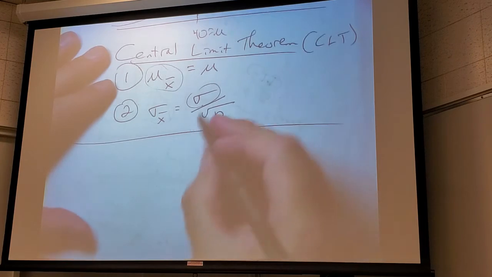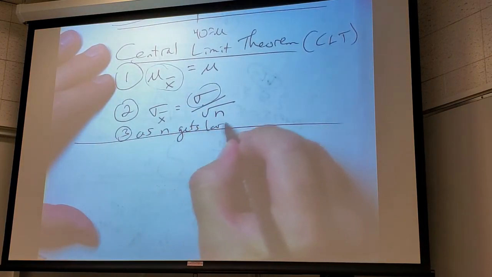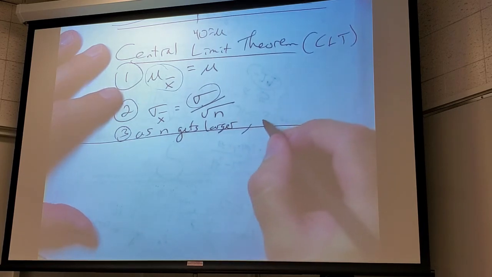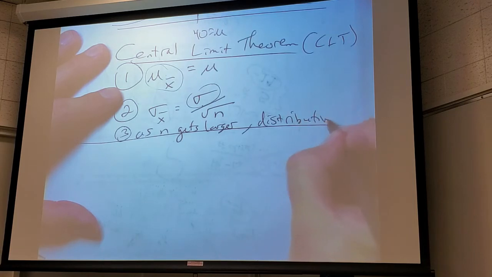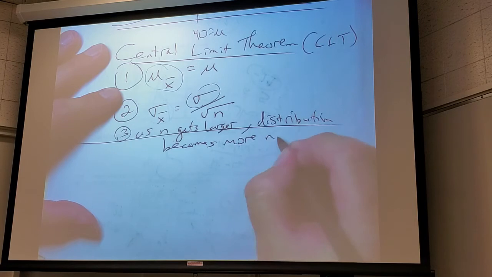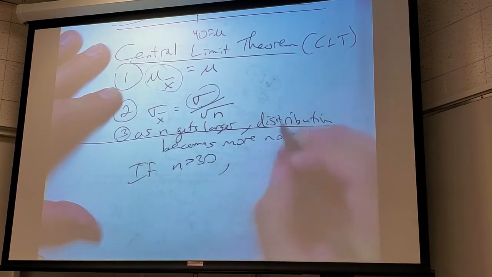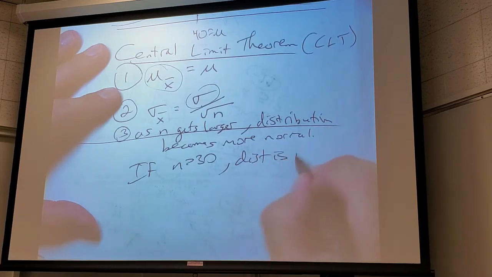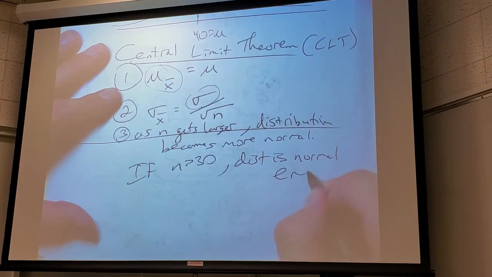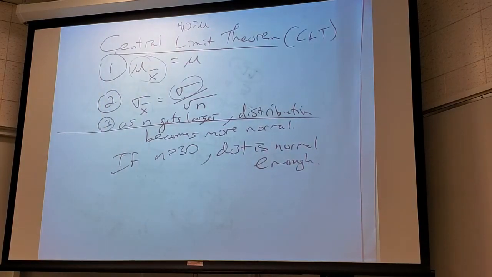Oh, one more thing here. As n gets larger, the distribution becomes more normal. If n is greater than 30, the distribution is normal enough. What do I mean normal enough? Normal enough to call it normal.